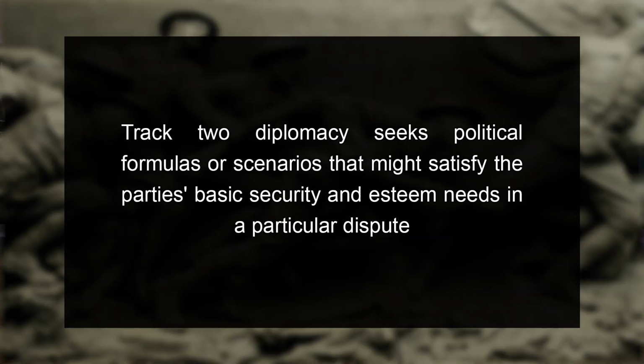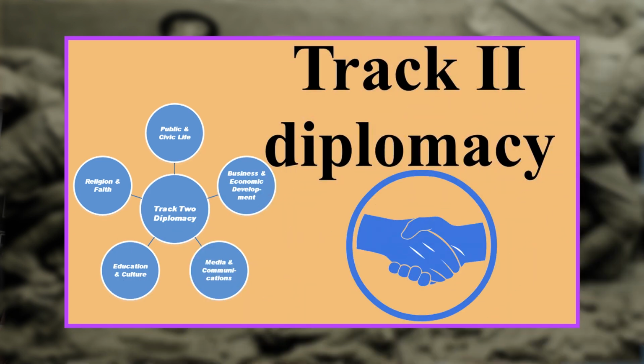Track Two diplomacy seeks political formulas or scenarios that might satisfy the parties' basic security and esteem needs in a particular dispute. On its more general level, it aims to promote an environment in a political community through the education of the public opinion that would make it safer for political leaders to take risks for peace. While describing the history behind devising the term, Montville said that in the beginning there was no specific aim or purpose associated with the term Track Two diplomacy.